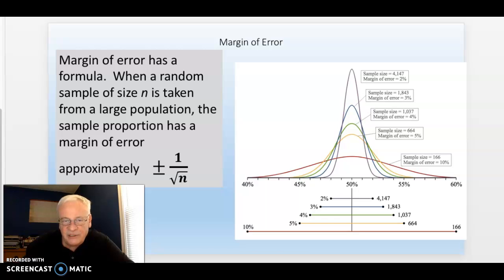Guys, for margin of error, this is a formula we're going to use, and this only works for a very large population. The margin of error for a sample proportion is 1 over the square root of the sample size, and you report it as a plus or minus. It depends on the sample size. We're talking about a very large population here.